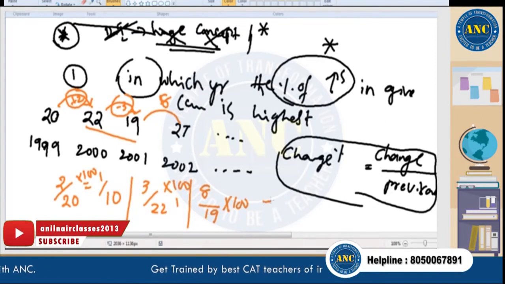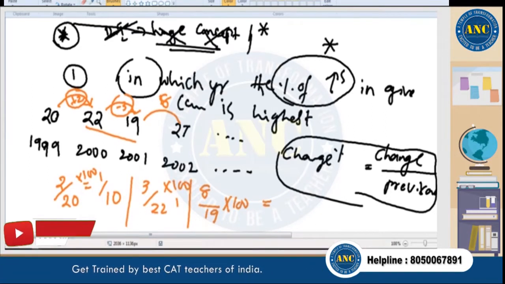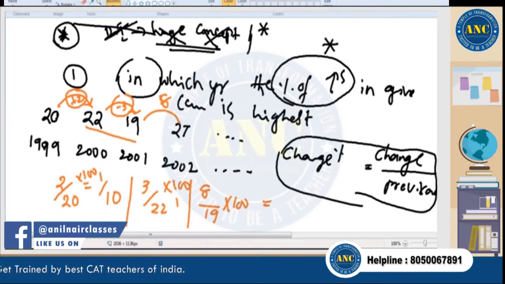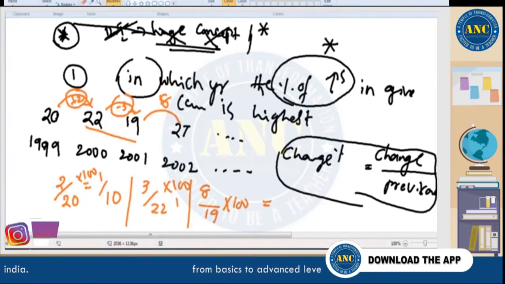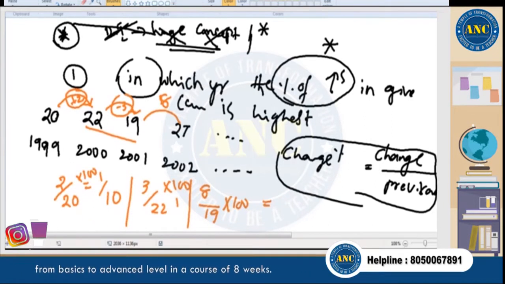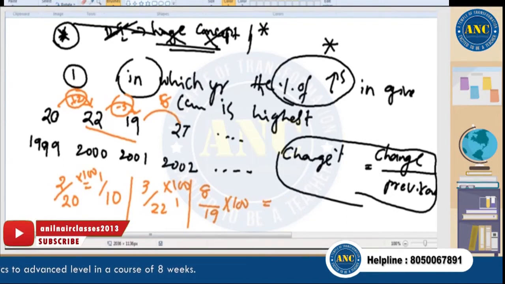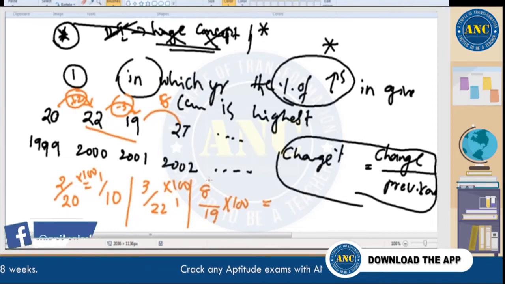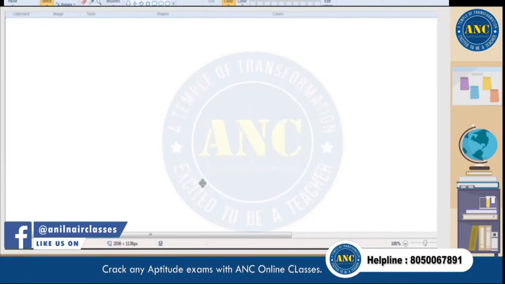This is one basic question in DI, sir. In this procedure, we are going to waste a lot of time by calculating these percentages individually. So I am just going to avoid this approach.